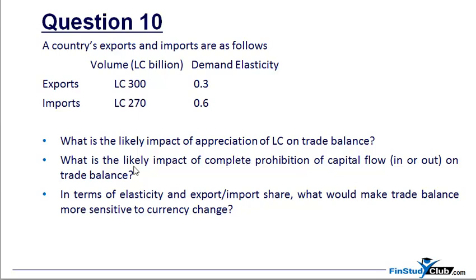The next one is, what is the likely impact of complete prohibition of capital flow in or out on the trade balance? Now we all understand that a trade surplus gets evened out by the deficit in the capital flow. So there is likely going to be more capital outflow vis-a-vis capital inflow, and that would tend to balance out the trade surplus. So in case there is a complete prohibition of capital flow, that means the capital balance would become zero, then clearly the trade balance would also be forced to become zero.